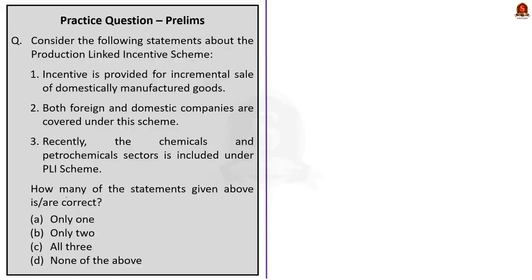Now moving on, look at this question about the production linked incentive scheme. Three statements are given and you have to find how many statements are correct here. First statement, incentive is provided for incremental sale of domestically manufactured goods. Second statement, both foreign and domestic companies are covered under the scheme. Now the third statement says, recently the chemical and petrochemicals sector is included under the PLI scheme. So here this third statement alone is incorrect. As we saw in the discussion, the government is open to inclusion of chemicals and petrochemical sectors under the PLI scheme, but it is still not included under the scheme. Okay, so here the correct answer is option B, only two.